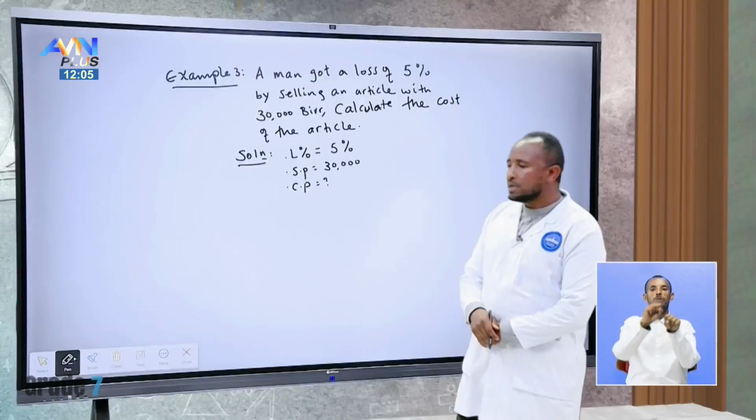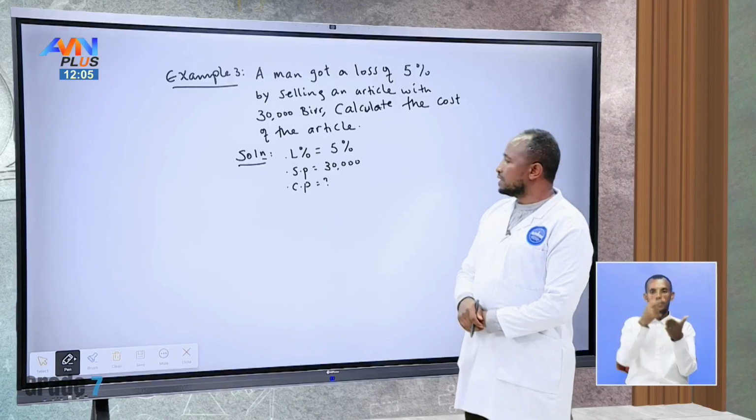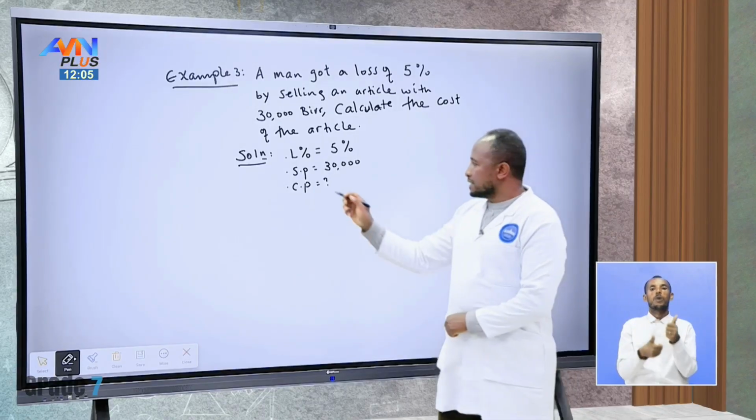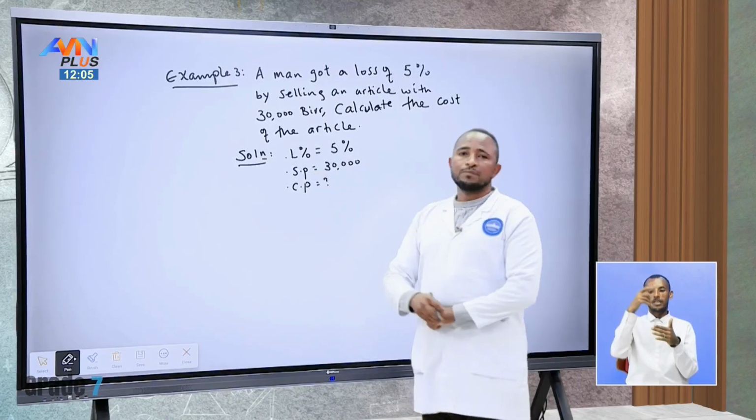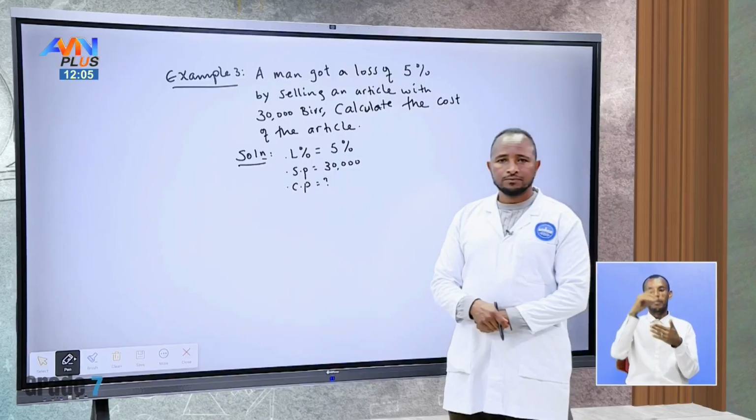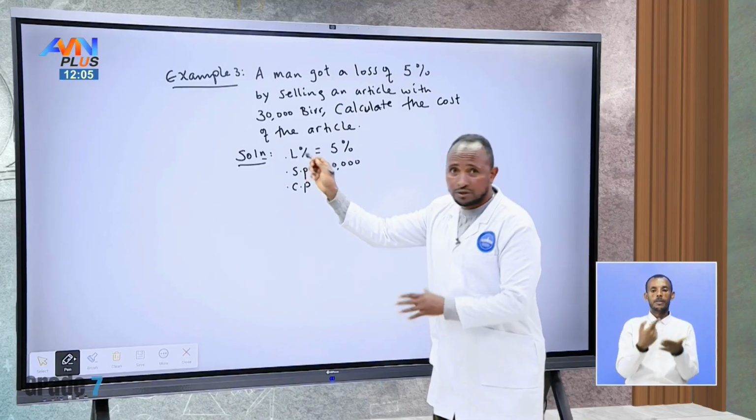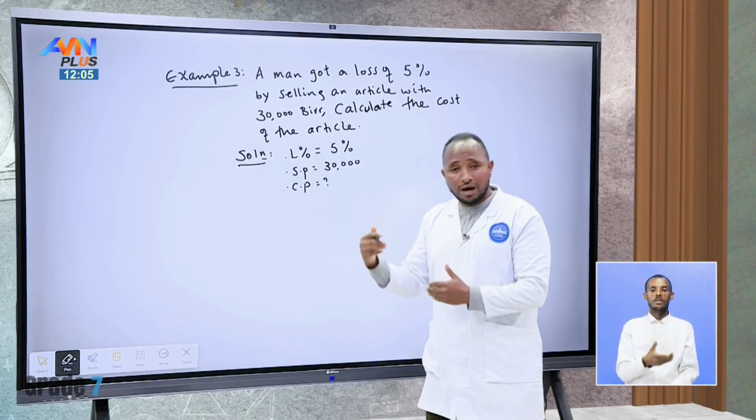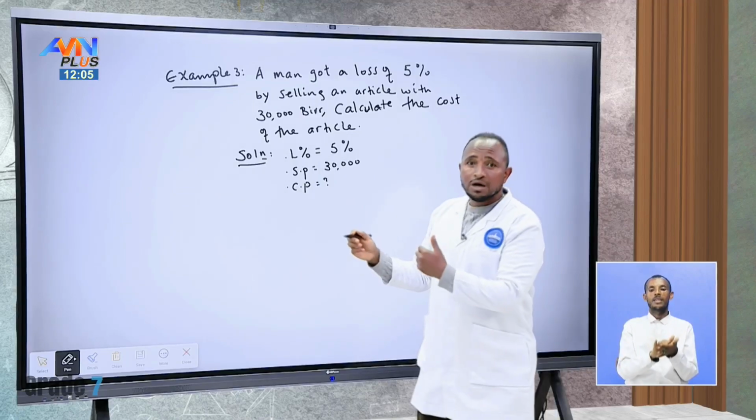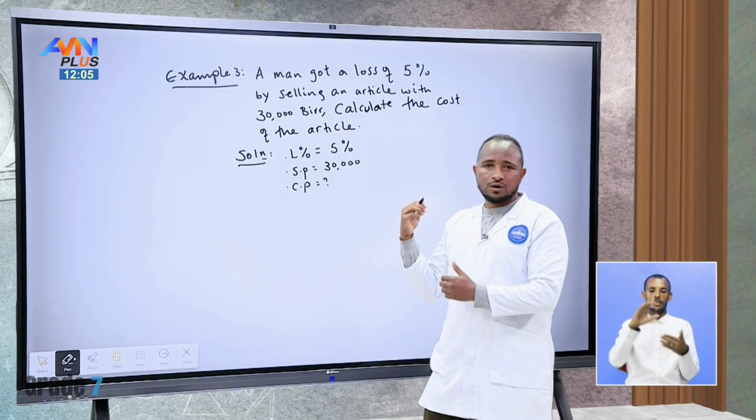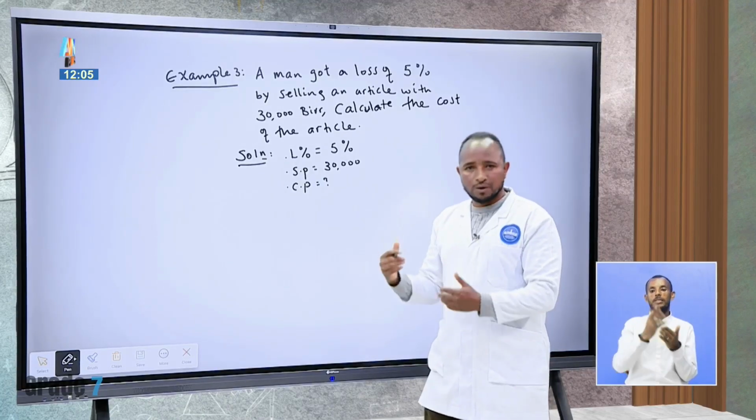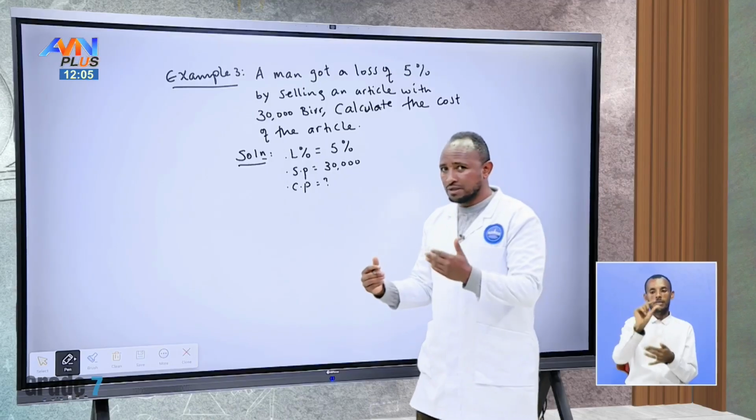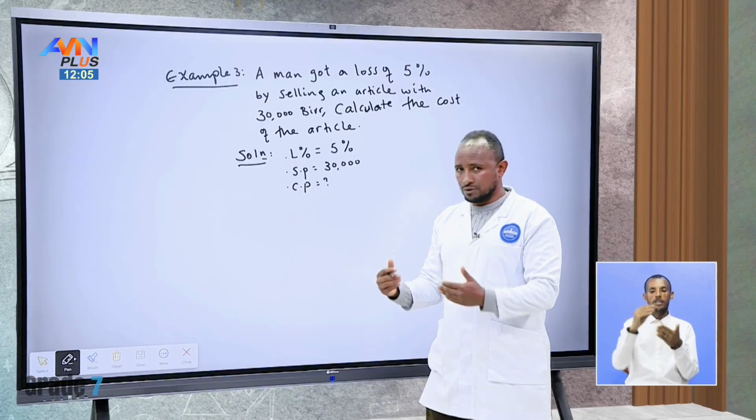So, here in this case, which one is greater? The cost price or the selling price? Here, he has got a loss. So because of that, he has sold less than the cost. So the selling price is smaller, or the cost price is bigger, since he has a loss.